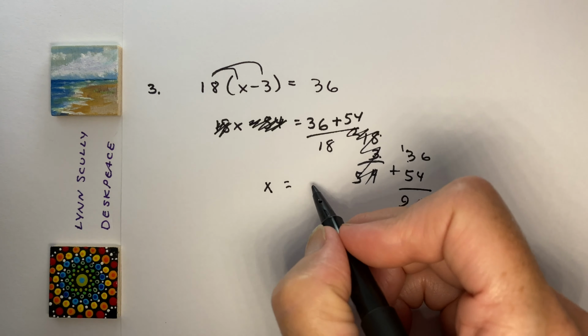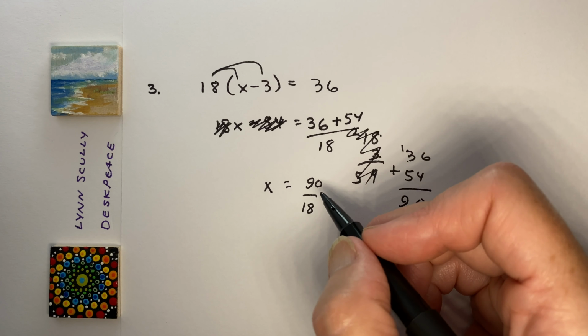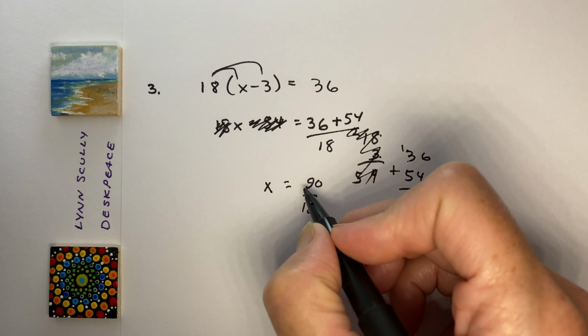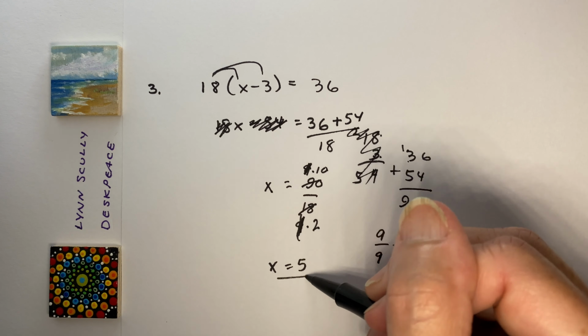Now, watch fractions if you want to understand what I'm doing here, but I'm going to show you how to reduce fast. 90, I'm going to make 9 times 10. 18, I'm going to make 9 times 2. And I know that 9 over 9 is 1. So this 9 and this 9 go away and just leave 1. And then 10 divided by 2 is 5.